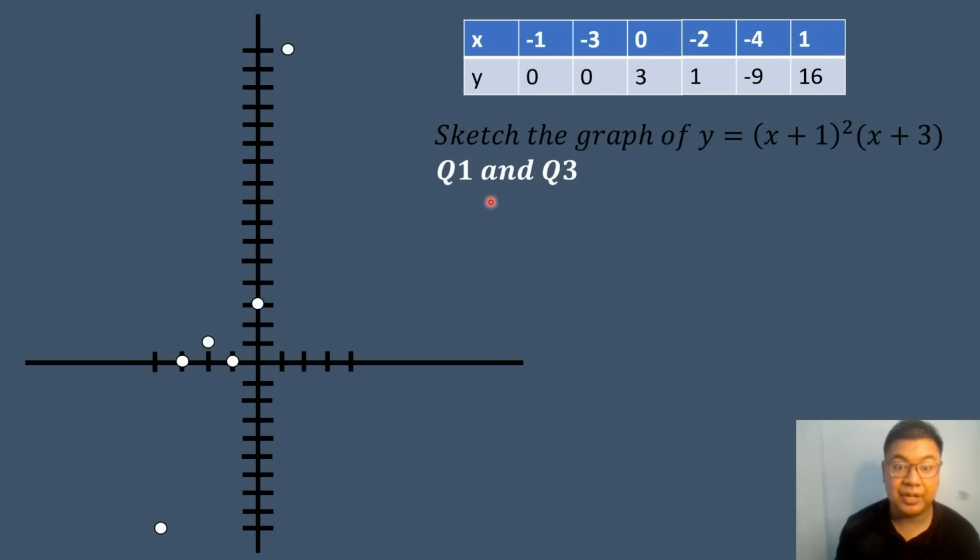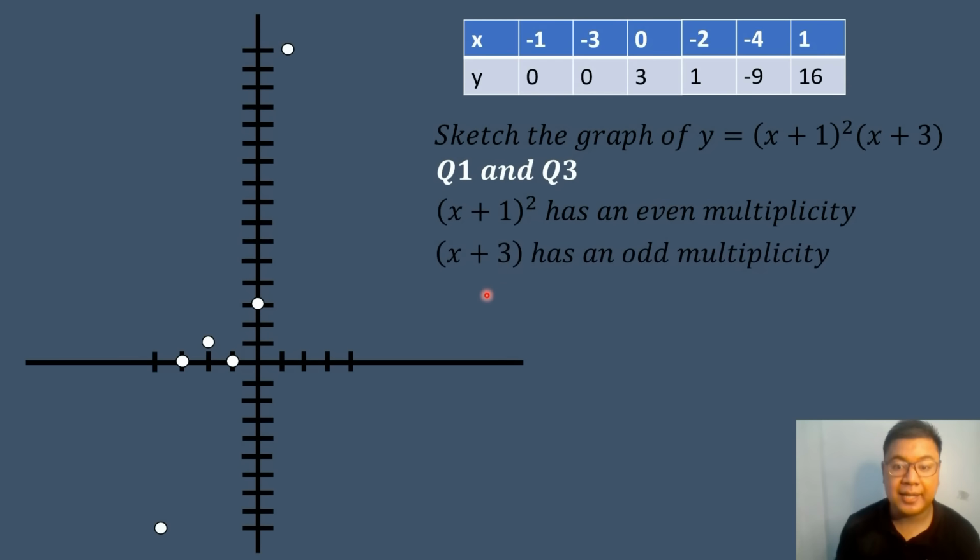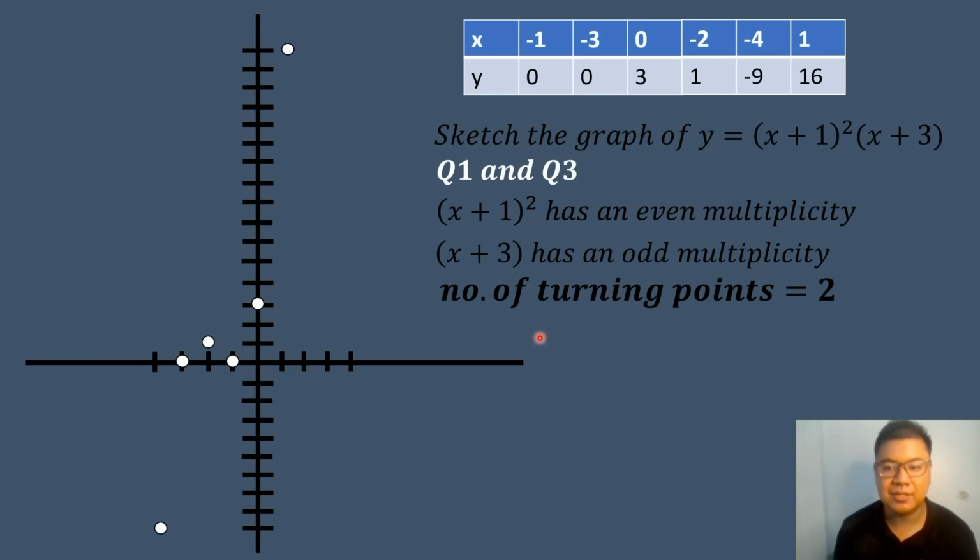So the end behavior is located at quadrant 1 and quadrant 3. And then after that, the quantity x plus 1 to the second power has an even multiplicity, and x plus 3 has an odd multiplicity. And then we have the number of turning points, or number of bends, which is equal to 2. So let's now sketch the graph. So let's start from here.